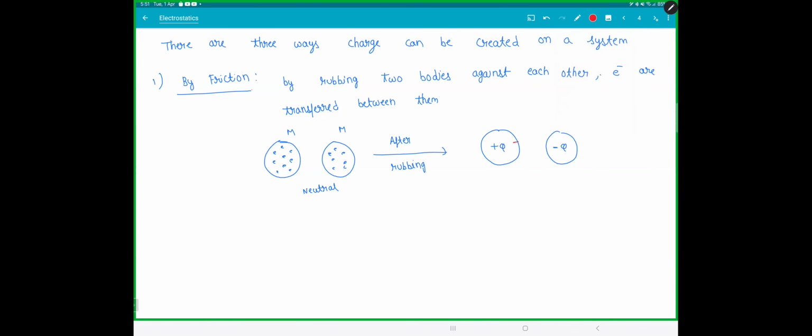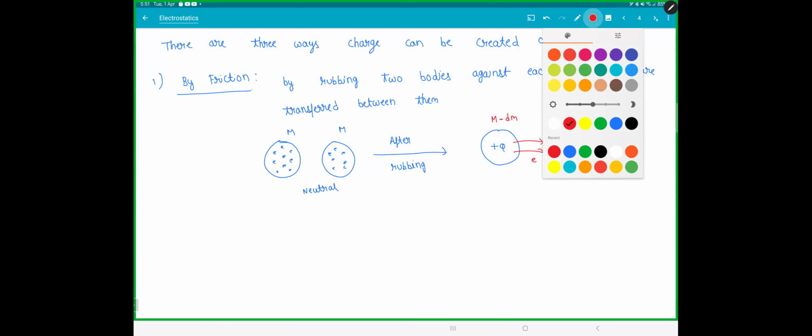When I say plus q, you actually lost electrons. Electrons must have gone from left to right. So this guy's mass becomes m minus dm. So if you have two identical bodies, a positive charge will have a slightly less mass. Negligible, but theoretically the mass does change. Clear, everyone?